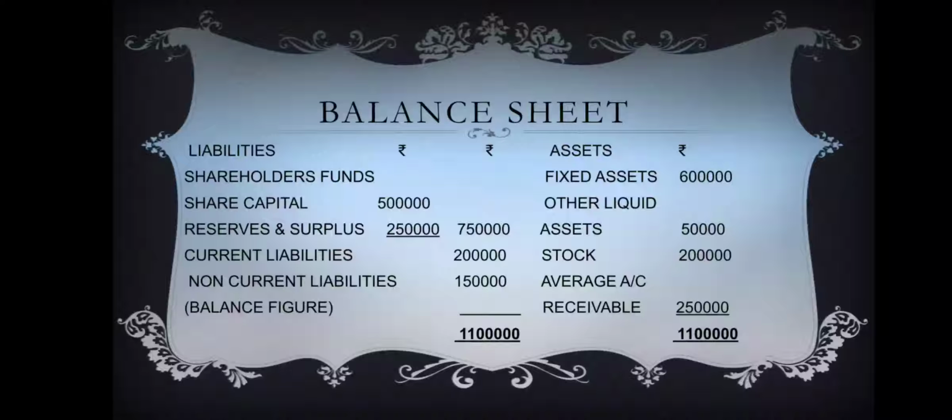With all the given data and results, we have to apply them in the balance sheet. On the liabilities side, we put in shareholders' funds, share capital, reserves and surplus, current liabilities and non-current liabilities. On the assets side, we put in fixed assets, stock, and average accounts receivable. With all the given data and the numbers, we get a total of 11 lakh as a balance.